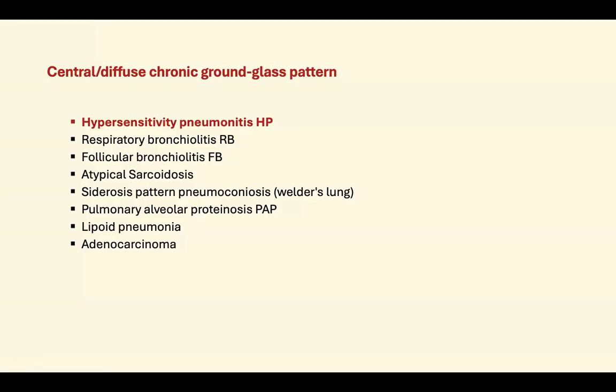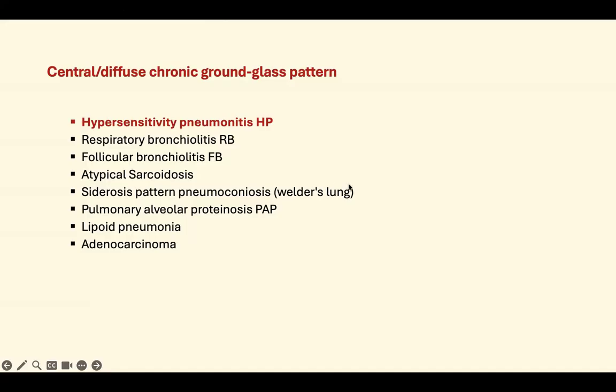In the previous sessions of the ground glass pattern, the first was discussing the ground glass pattern in general. It was introductory to the other sessions. Then we discussed the acute ground glass opacities. We discussed also the chronic peripheral ground glass opacities. Then today will be the first time to discuss the central or diffuse ground glass pattern.